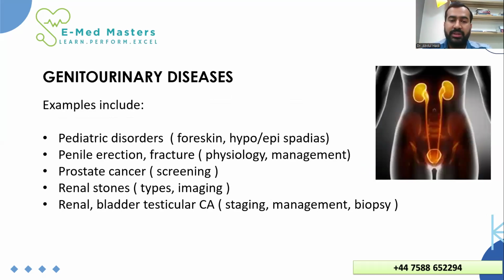Then comes the genitourinary disease. Some examples include pediatric disorders like foreskin disorders, hypospadias, and epispadias. That's a hot favorite question of the examiner, and often one or two questions are asked in the genitourinary section, where one question is limited to foreskin disorders. Like in hypospadias, you see a patient with hypospadias and its location. When will you do the surgery, and when will you not do the surgery of foreskin removal?